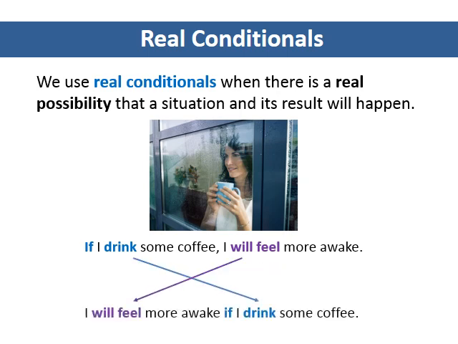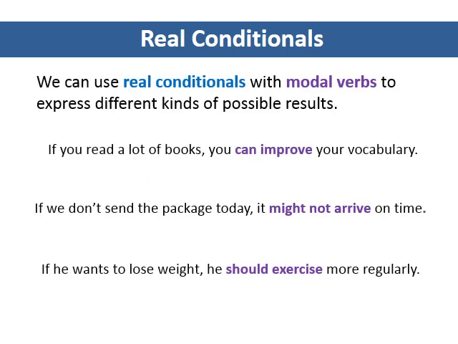In conditional sentences, we can also put the result clause at the beginning of the sentence and the if clause at the end of the sentence. In this case, we do not use a comma to separate the two clauses. We can use real conditionals with other modal verbs in order to express different kinds of possible results. In the following examples, what functions does each modal show?